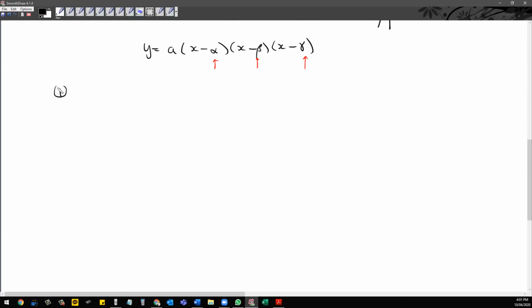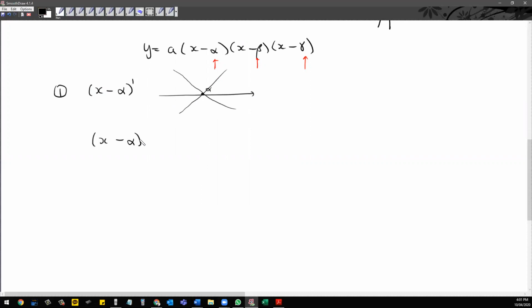Number 1, you need to know the nature of those x-intercepts. So if it's x minus alpha to the power 1, and let's say that's alpha, the graph will pass through it like this, or like this. Okay? Just go through it.